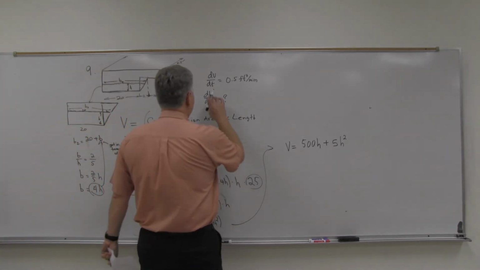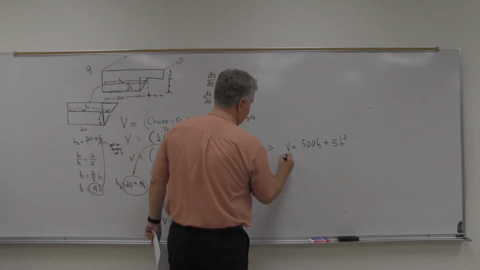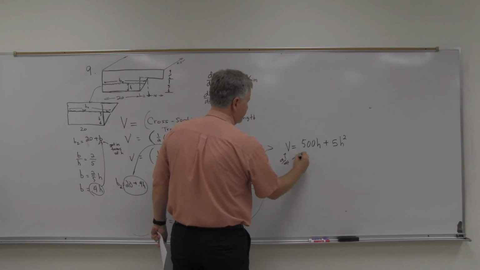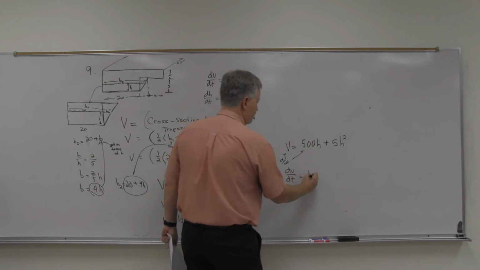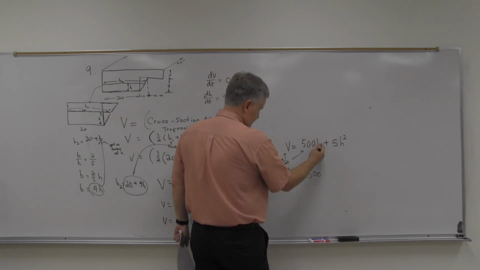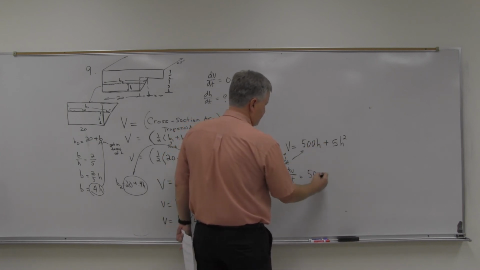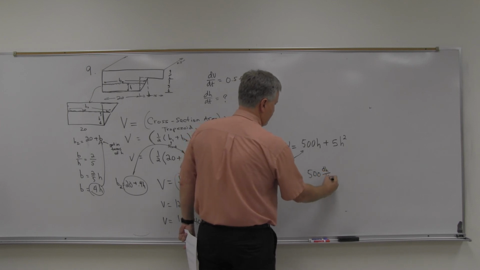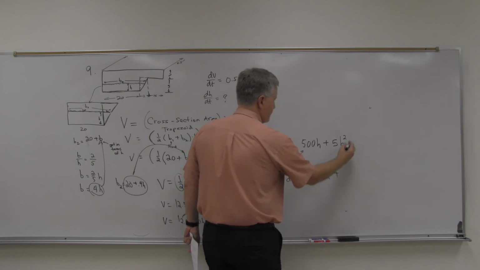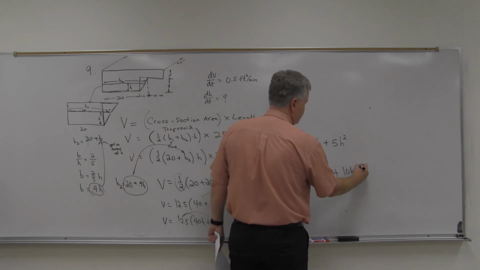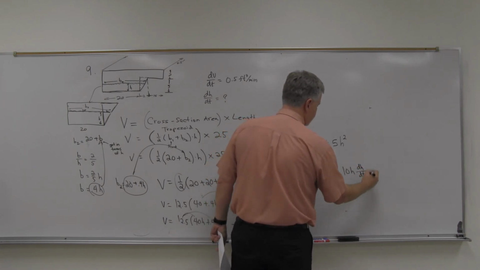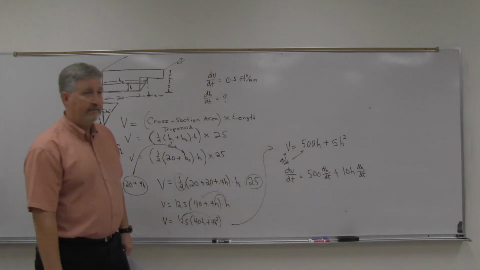So now, we're looking for dh/dt, so take d/dt of both sides. We've got dV/dt on this side. This side would be 500. The derivative of h is 1, but I need a dh/dt with that, plus 10h, and again, it's h, doing the derivative with respect to t, so I have dh/dt with that as well. Okay?